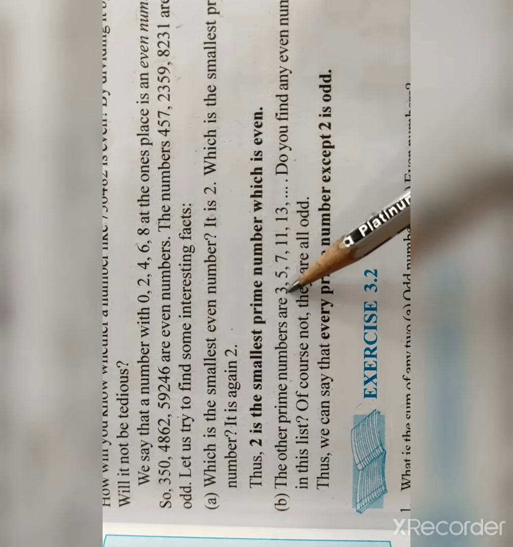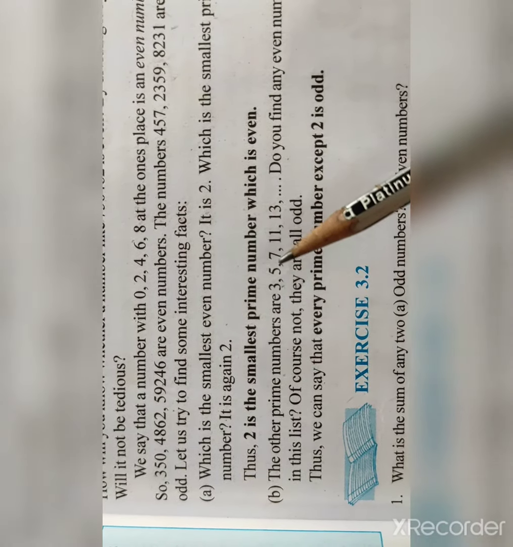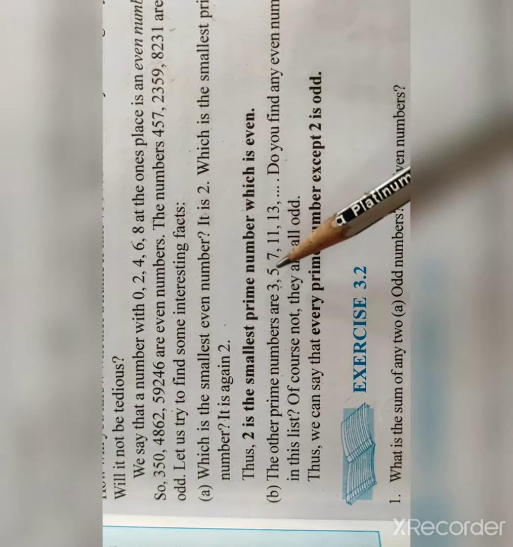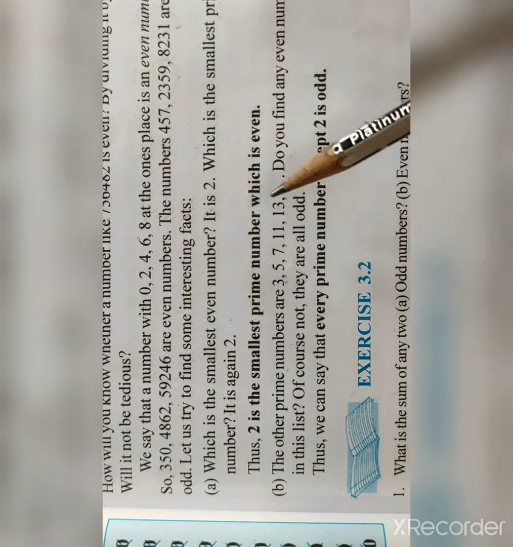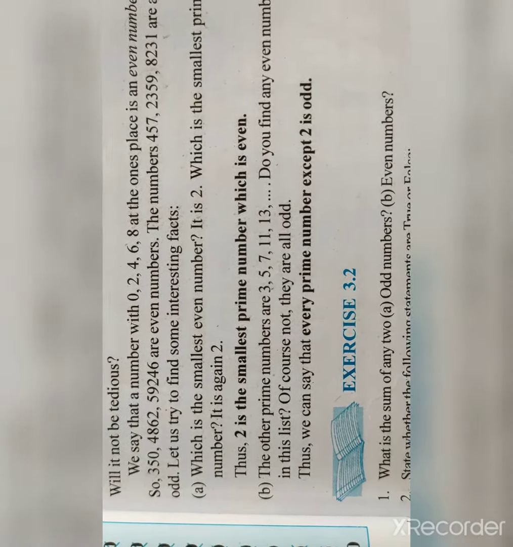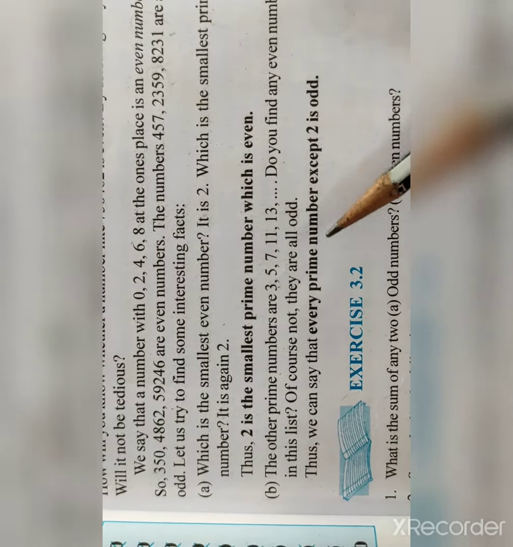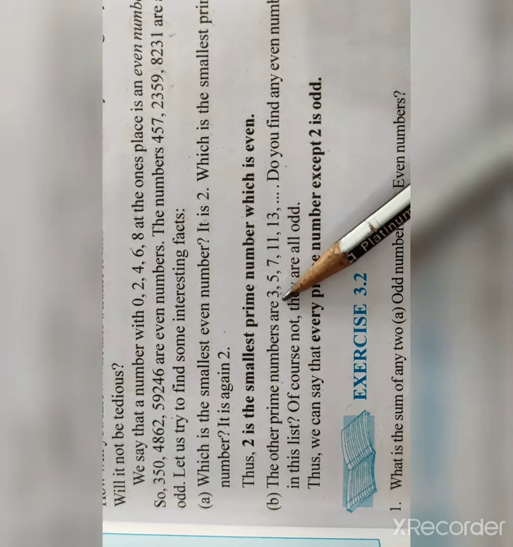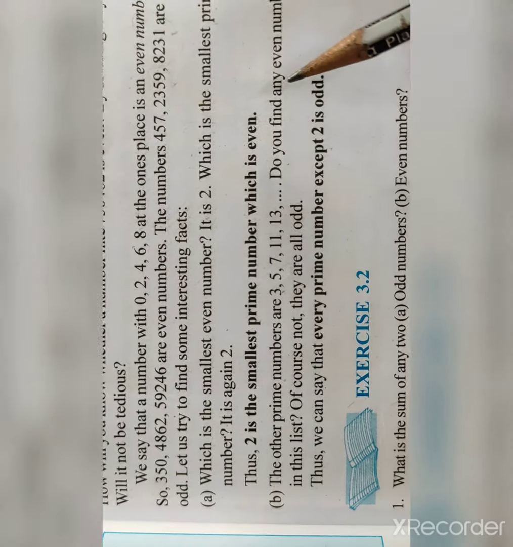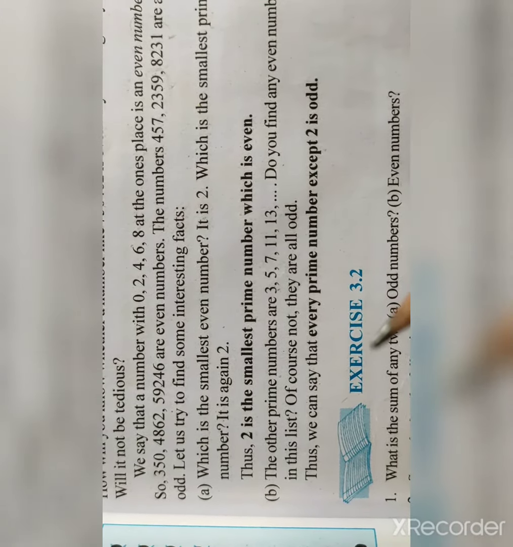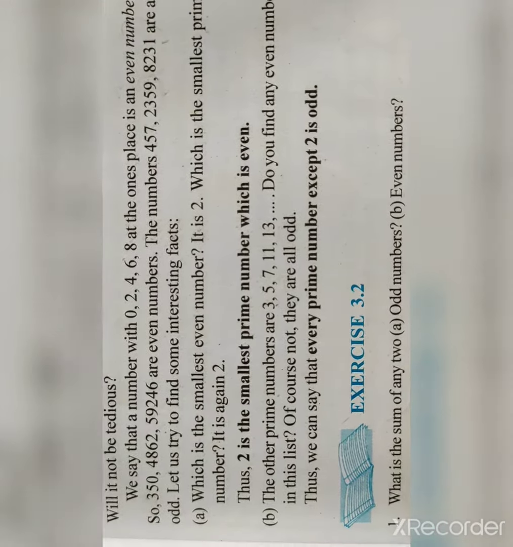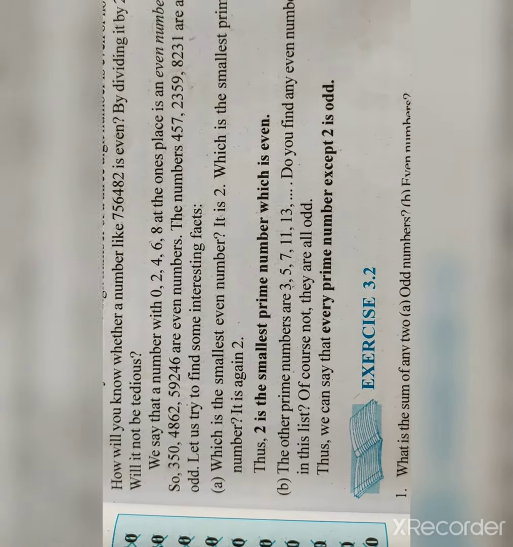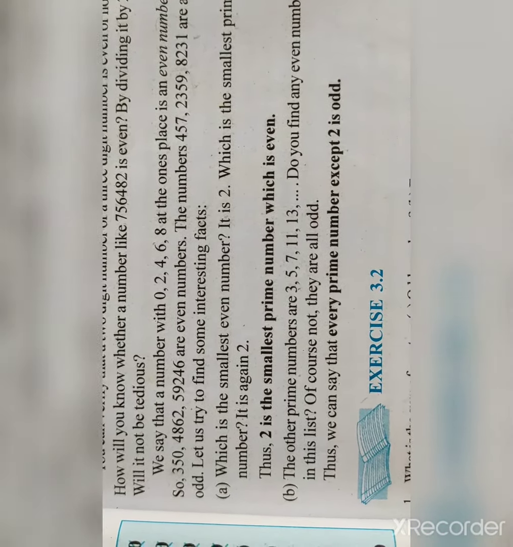And odd numbers, you can see, if we write all odd prime numbers: 3, 5, 7, 11, 13, then 17, 19, 23. So all the prime numbers are odd except 2. First, 2 is the smallest prime number. 2 is the smallest even prime number. And except 2, all prime numbers are odd.